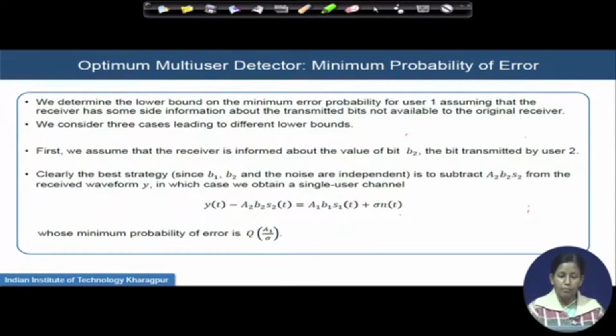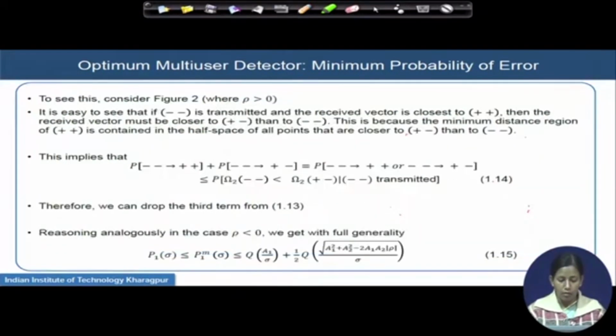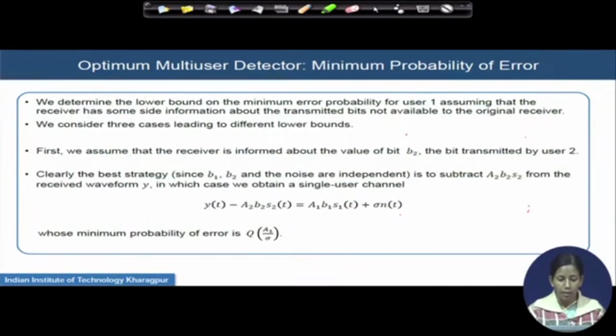Now, this is the upper term, so you are upper bounded by this. The expression is saying that there is a maximum possibility of errors given by the whole expression. So this is the upper bound on the minimum distance based error calculated in the optimum multi-user detector. And now the task is to give the lower bound also on the minimum error probability for this user 1.